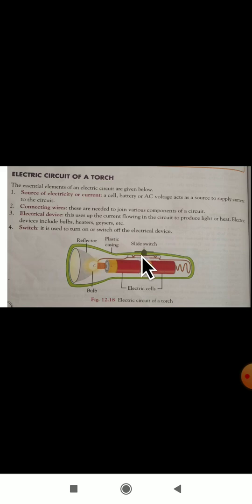If you want to switch on the torch, you just push it forward. If you switch it off, you just take it backward, that is off. Electric cells are placed here: positive terminal to the negative, again positive to negative, positive to negative.